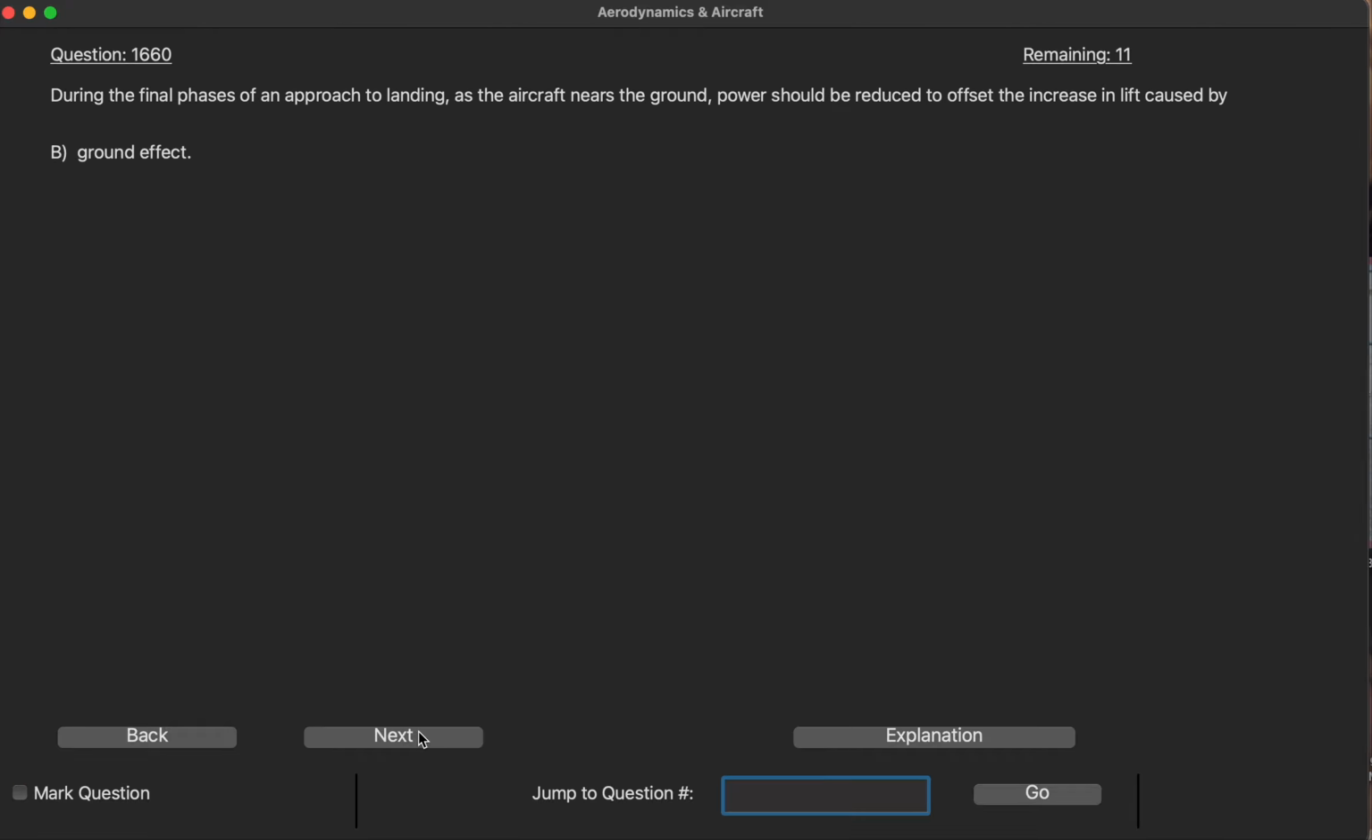During the final phase of an approach to landing, as the aircraft nears the ground, power should be reduced to offset the increase in lift caused by ground effect. During an engine failure, which airspeed provides the highest lift-to-drag ratio? That's glide airspeed, VG. What are the dominating factors of the atmosphere that have major effects on performance? Pressure and temperature.